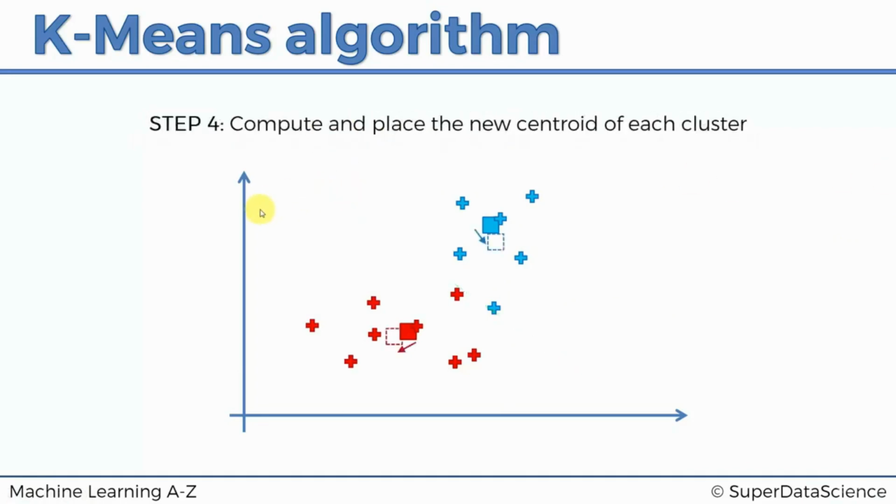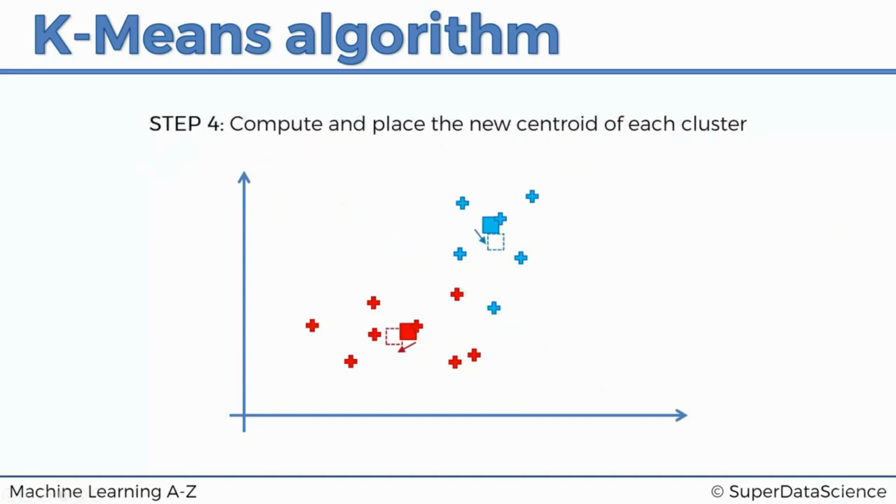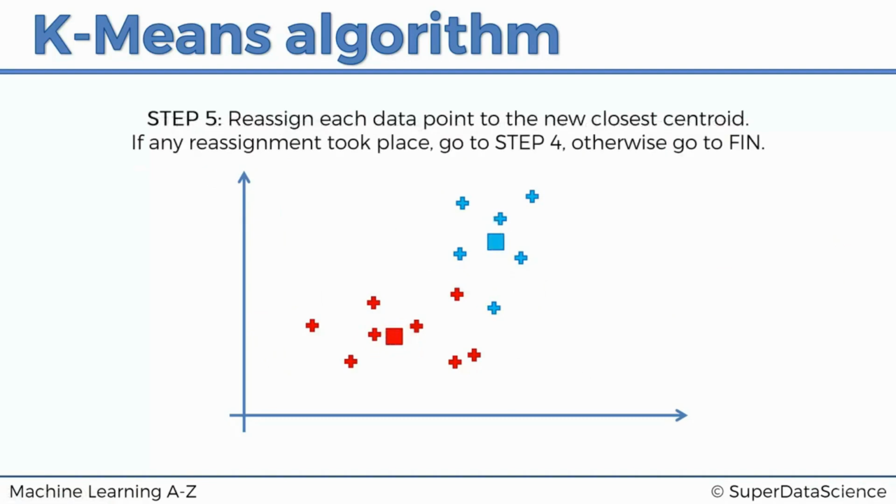So if I go back here, you'll see that a reassignment did take place, so we're going back to step 4, and that's where our new centroids are going to be located. Move them there, repeat step 5. As you can see, it's an iterative process, which is going to keep going like this until the algorithm converges. So there's our equidistant line. As you can see, one point needs to be reassigned.